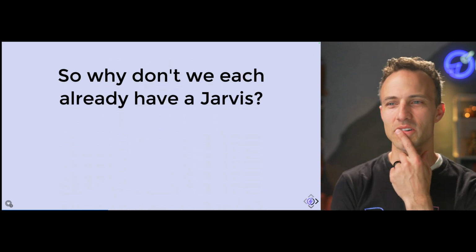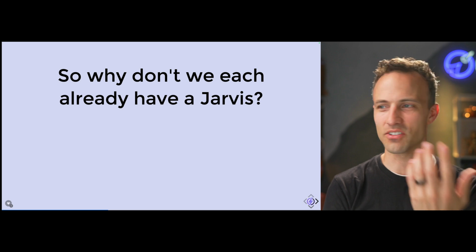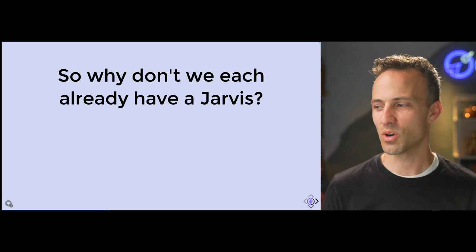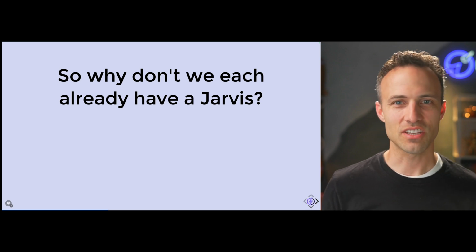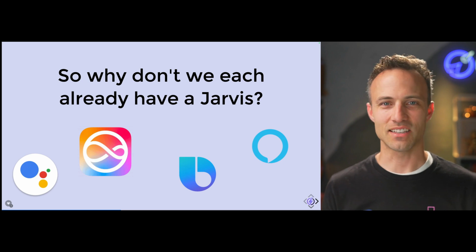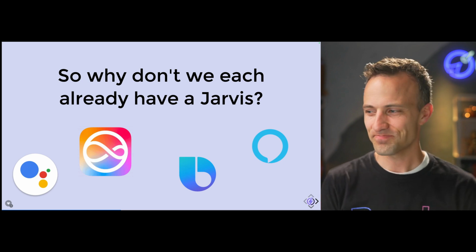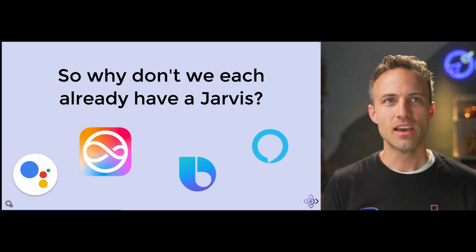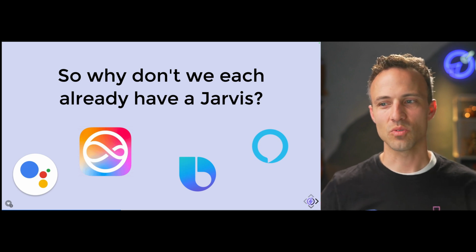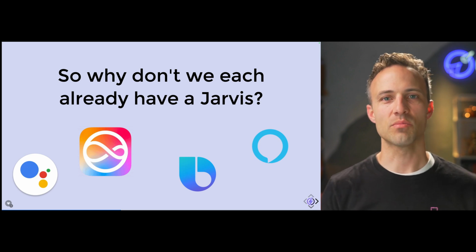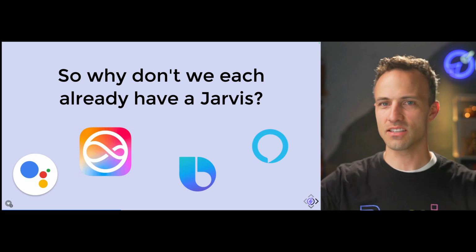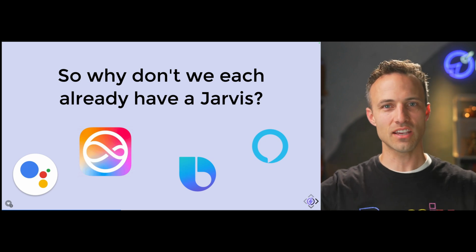So we have the technology to do this stuff. My question is, why don't we each have our own Jarvis already? What's stopping us? The interesting thing is that we've actually tried this. We've been trying this forever, and it's just not quite there. So why is it not quite there? What's holding us back from being able to have Jarvis?